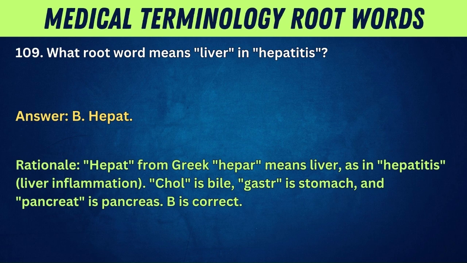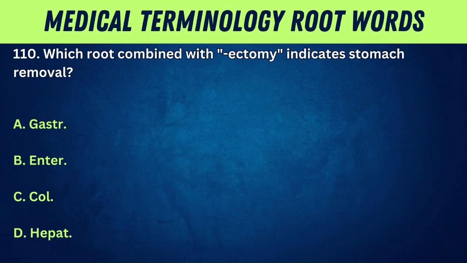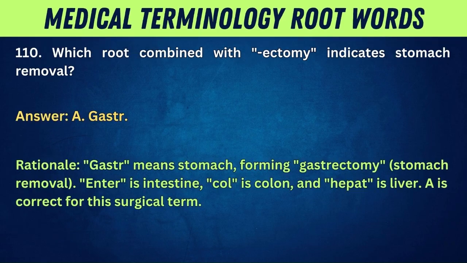B is correct. 110. Which root combined with ectomy indicates stomach removal? A. Gaster. B. Enter. C. Col. D. Hepat. Answer: A. Gaster. Rationale: gaster means stomach, forming gastrectomy, stomach removal. Enter is intestine, col is colon, and hepat is liver. A is correct for this surgical term.